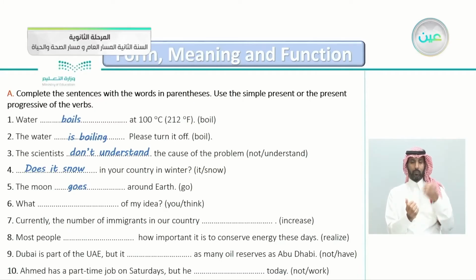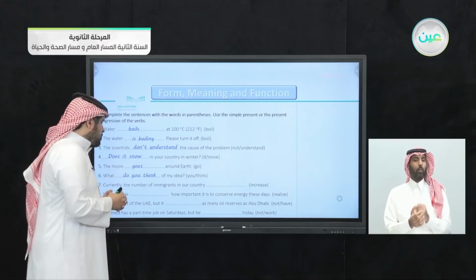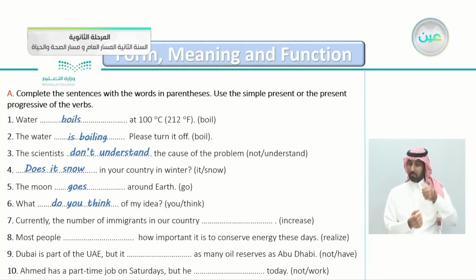Number six, what of my idea you think? And here we have the verb think and the word you. So the answer here is yes. What do you think of my idea? Number seven, currently the number of immigrants in our country increase. Currently, this is a time expression here. The number of immigrants in our country, yes, is increasing. We use the progressive here.